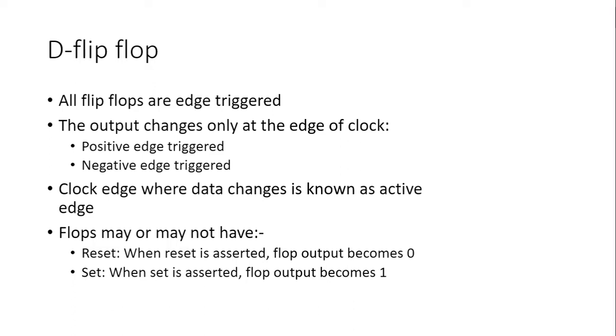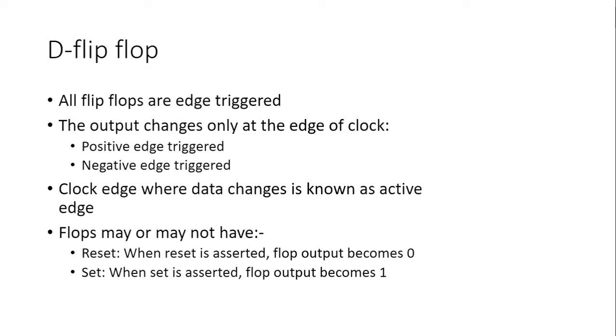always edge triggered, and the outputs. What does it mean that flip-flops are edge triggered? This means that the output changes only at the clock edge, and we can have two kinds of clock edge. Either it can be a positive edge or it can be a negative edge. So the flop can be a positive edge triggered flop or a negative edge triggered flop.